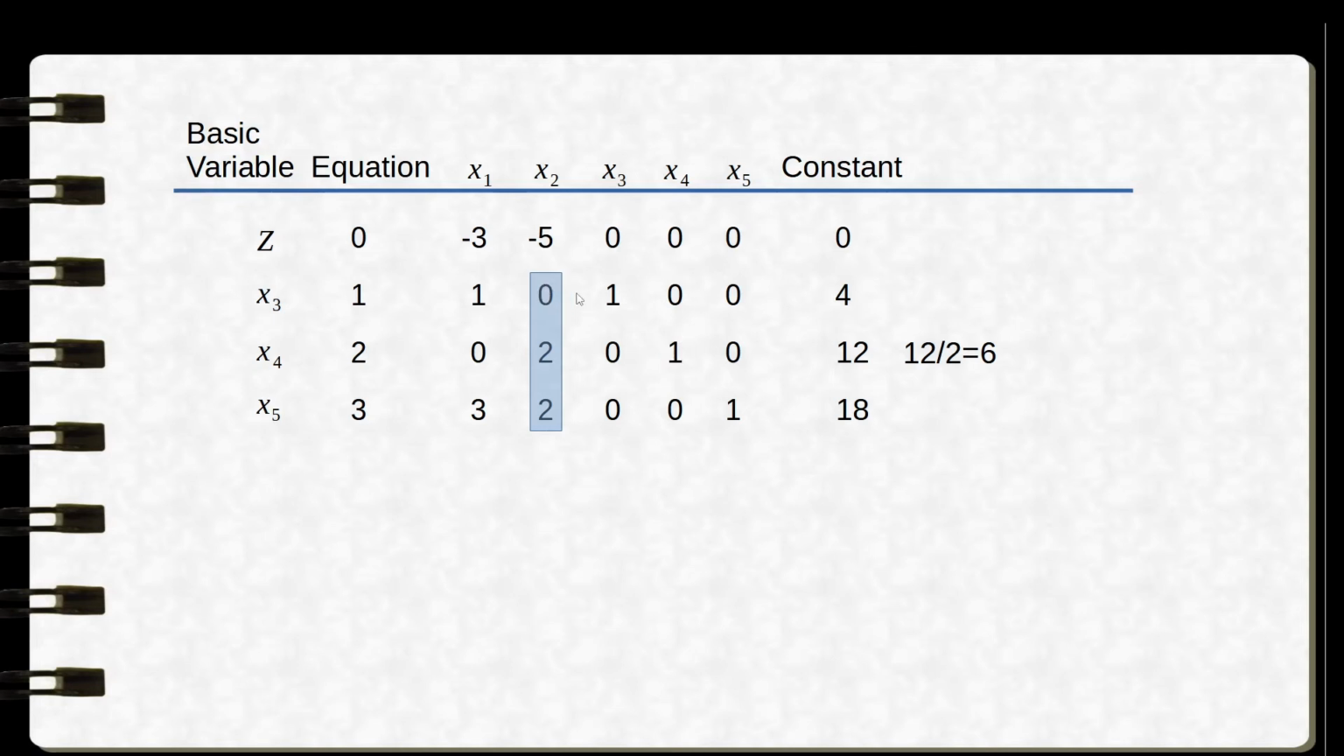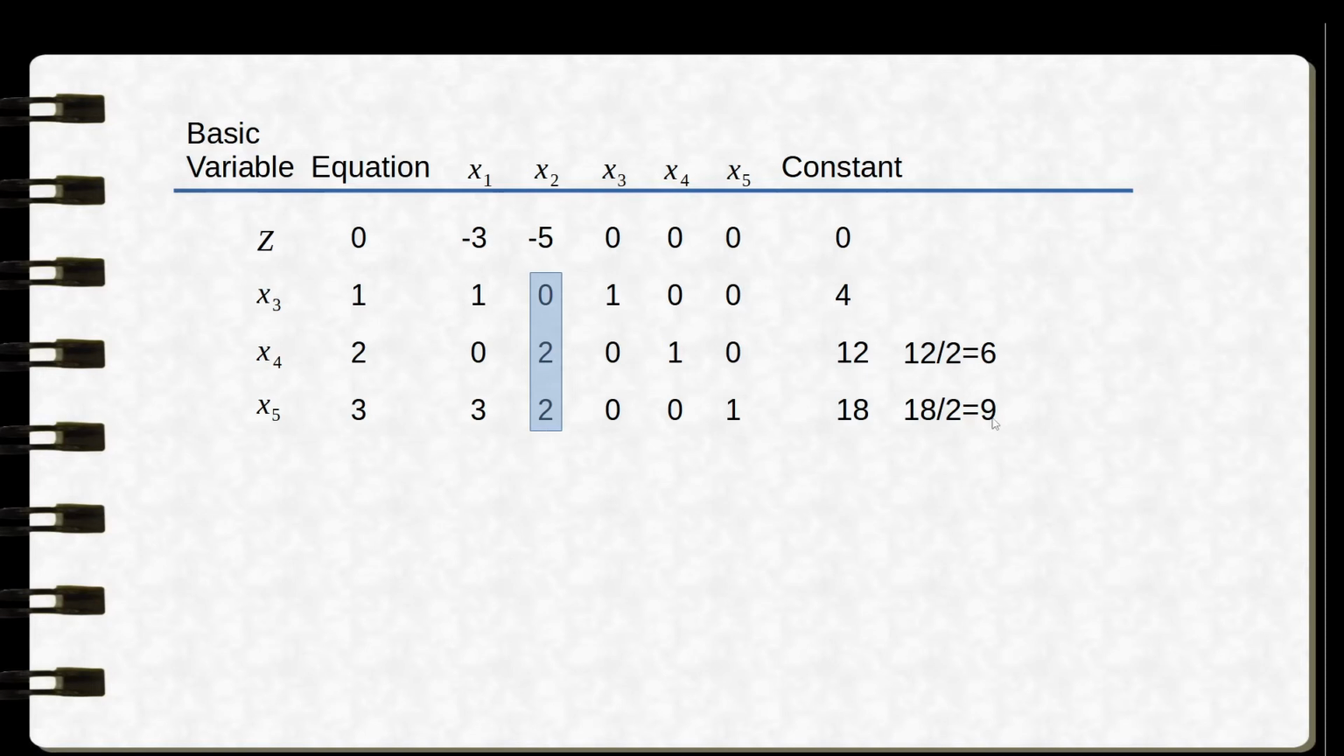Now, do we have an x2 in equation number 1? No. So, we come to equation number 2. Here, do we have x2? The answer is yes. So, we take x2 is equal to 1 and x4 is equal to 0. And what is the value of x2 we get here? It is 12 by 2, that is 6. Similarly, the value of x2 in equation number 3 is going to be 9.